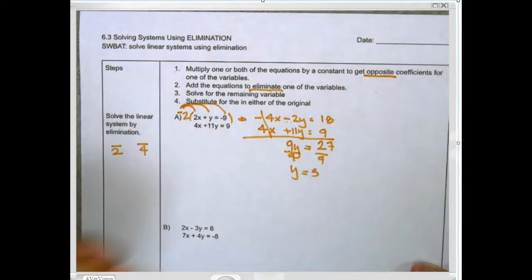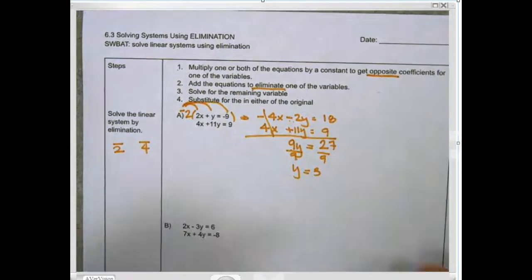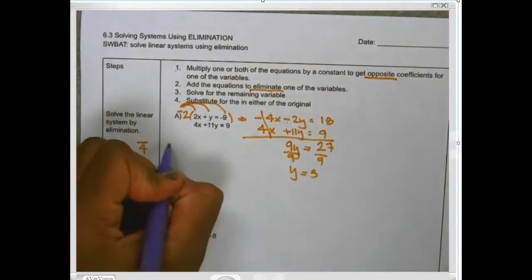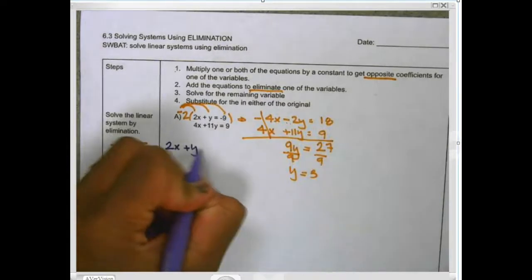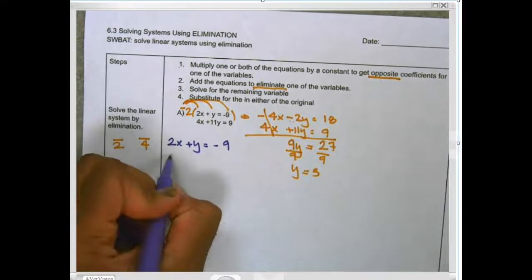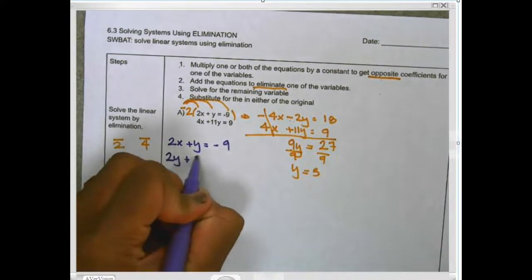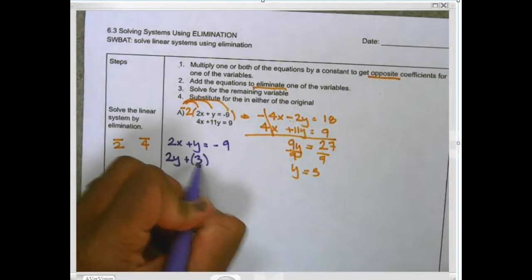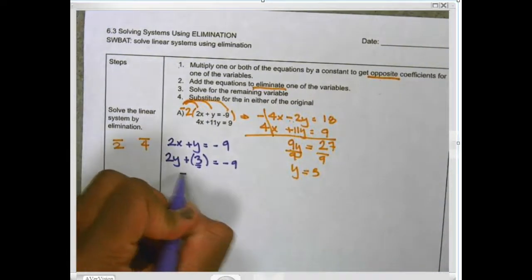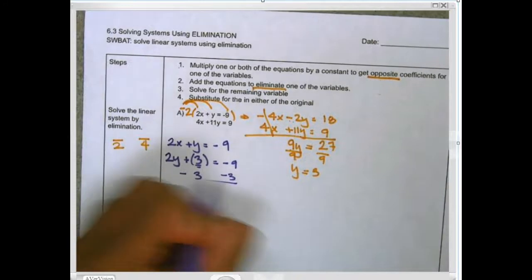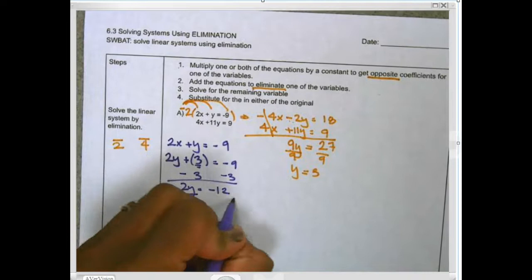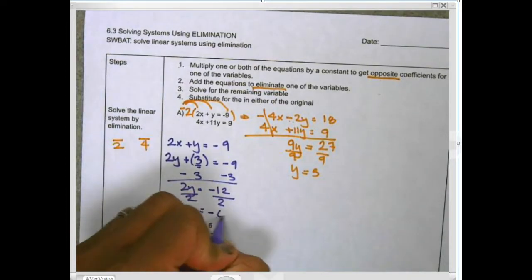And now, last step, substitute that into one of the original equations. You can pick either one you want. I'm choosing the top one only because it looks easiest to me. It looks like the numbers are smaller, so to me that's an easier choice. Now instead of y, I'm putting 3. And then to solve, I'm going to subtract 3 on both sides. And I have 2y equals negative 12, divided by 2, y equals negative 6.